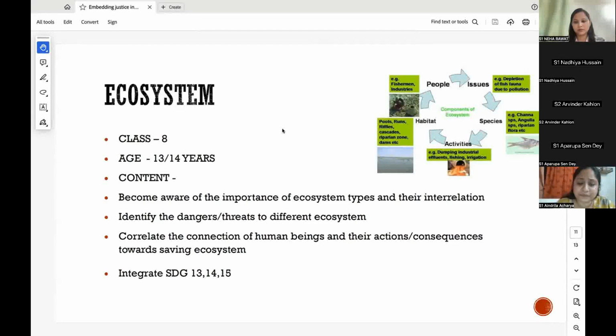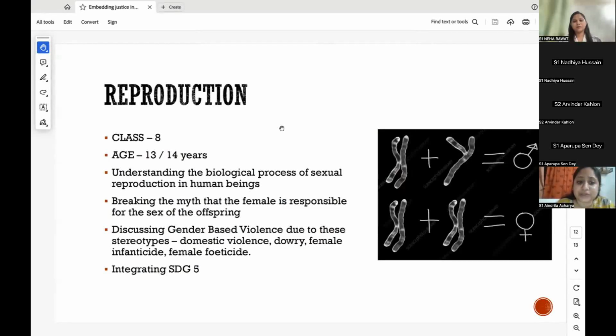Next we have another chapter which is reproduction for class 8. See, in this chapter we are discussing how X chromosome and Y chromosome are responsible for the gender identity. Like, we know that if it's a female we will be having XX chromosome, if it is a male we will be having XY chromosome. But then this is a chance factor. The sperm which will be carrying Y chromosome will be responsible for the birth of a boy child. But then this is something which has to do with science.